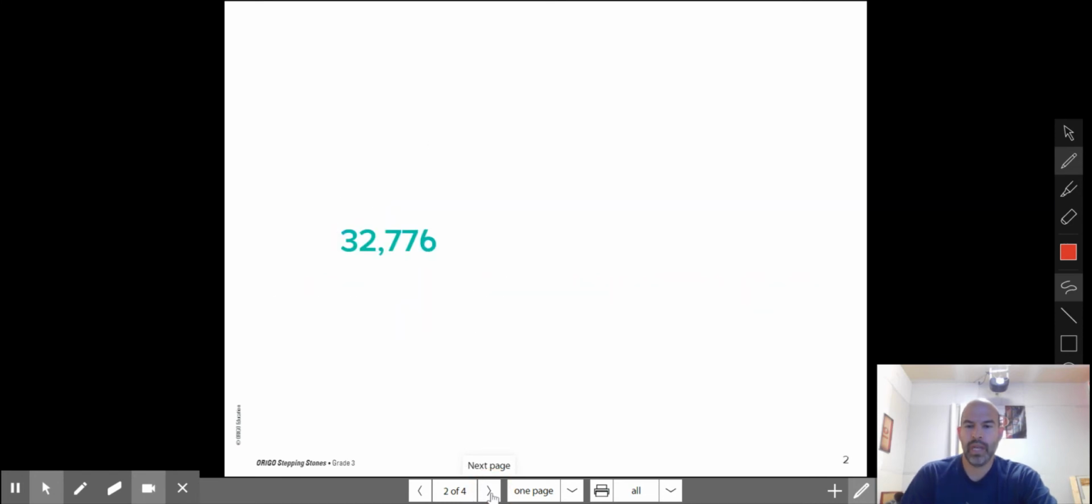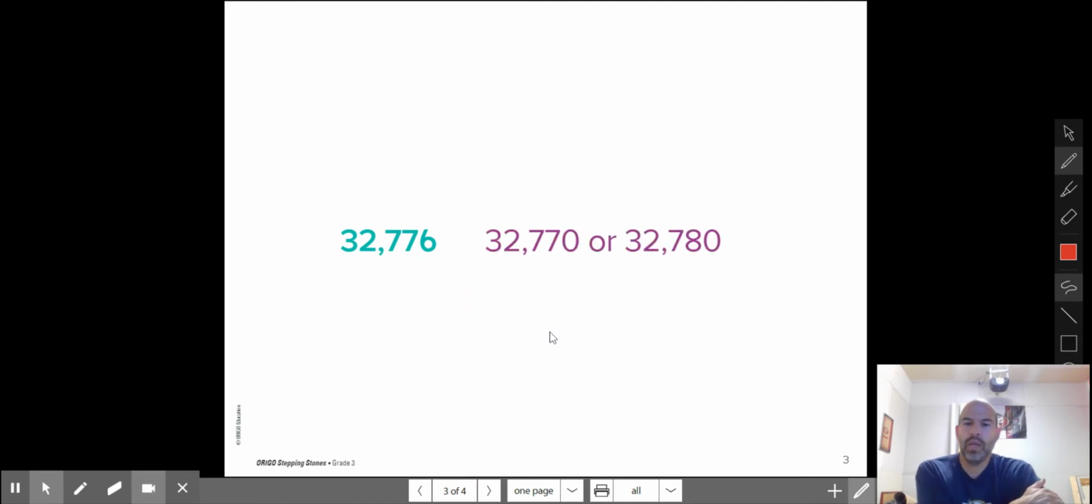Now, on our slide here, we have the number 32,776. And when we look at this number, how would you round this number to the nearest 10? Well, first of all, you need to look at the tens place value, right? And then we look at the number in the ones place value. It's greater than 5, so we know we would round this up. This becomes an 8, and this goes to 0. So our new number is actually going to be 32,780.